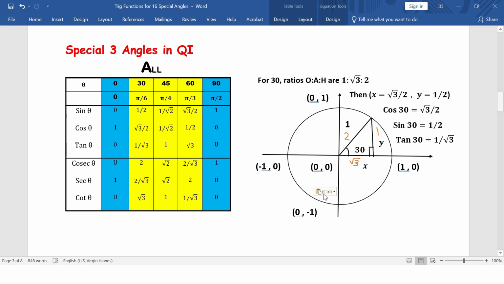Now to fit a unit circle, to make this one a 1, we must divide all of them by 2. That's the easy mathematics. So for this one to be a 1, we divide by the ratios, because these are proportional. In each circle it must be x to y to 1. If we use OAH, it must be y to x to 1.